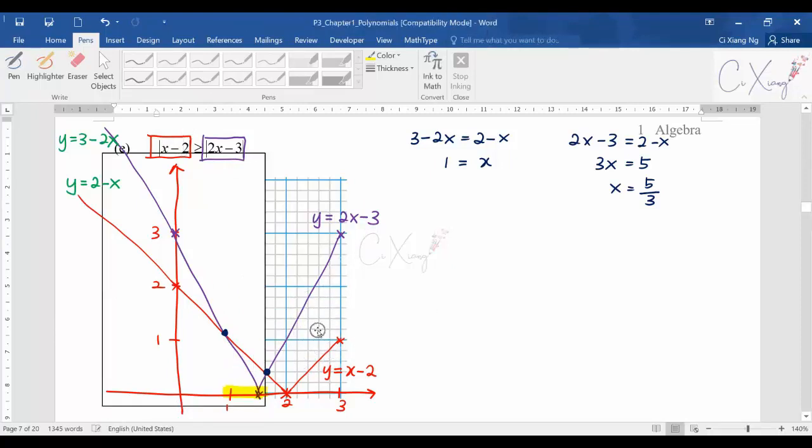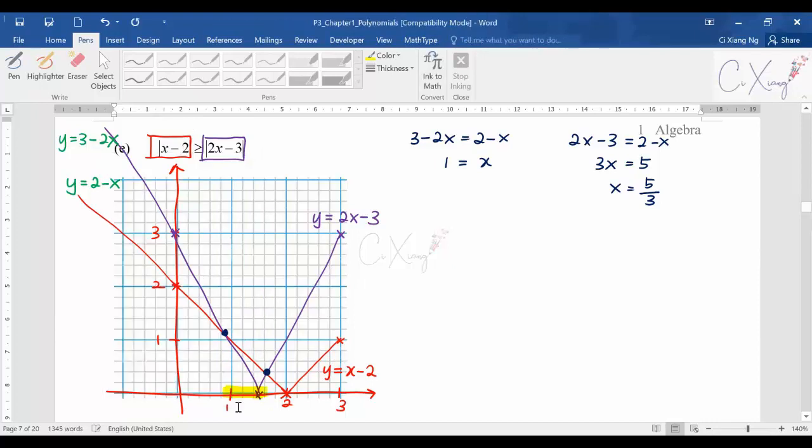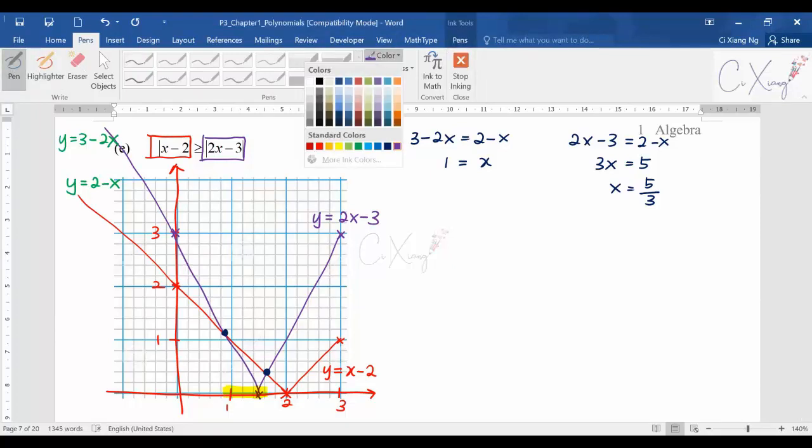Okay, so for this particular part, you can also see that the purple color is on top of the red color. So that means this is also not the answer that you want. The answer that I want for this question is only the highlighted part here, which is in the middle. So how are you going to write out the answer?